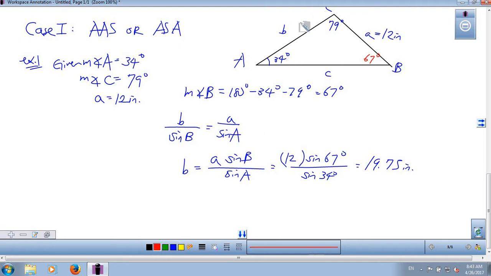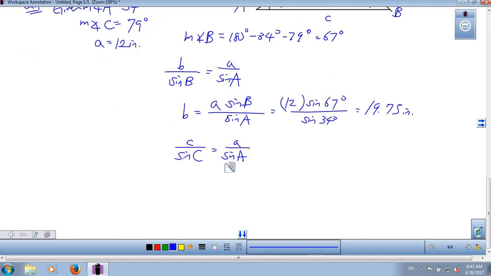Then we go ahead and solve for side C. We use the same thing. C over sine C is equal to A over sine A. Now in this case, you could use angle B, use side B over sine B, but I prefer to use the given. The reason is when you use the given information, it is more accurate, and so you don't have to create rounding errors.